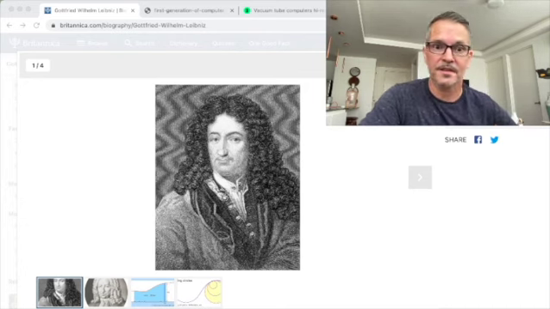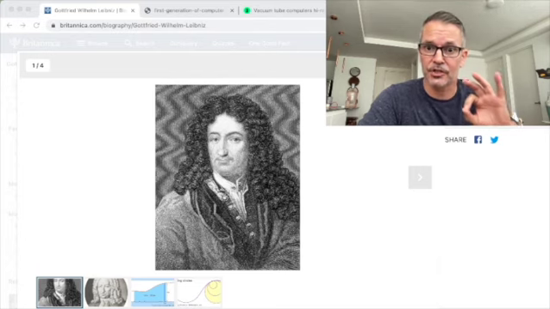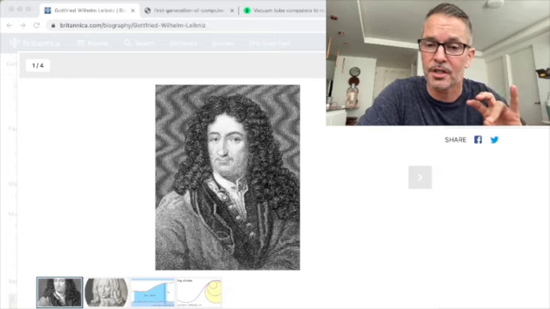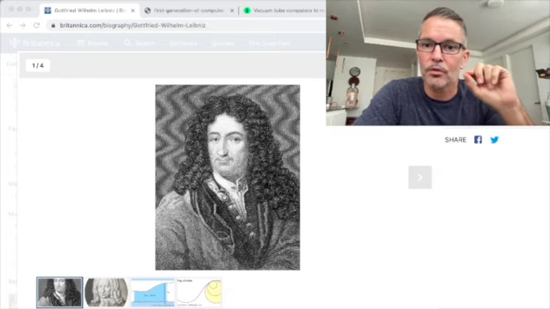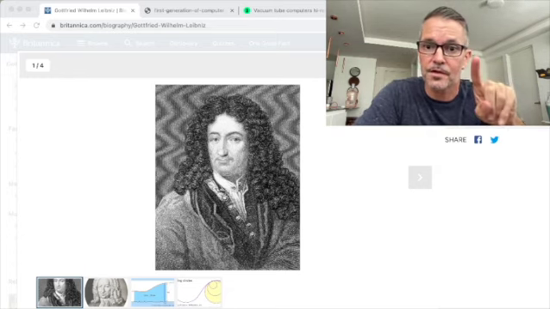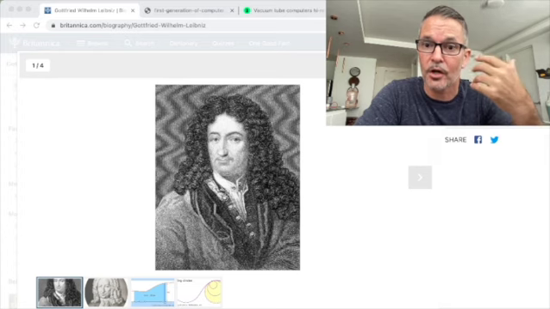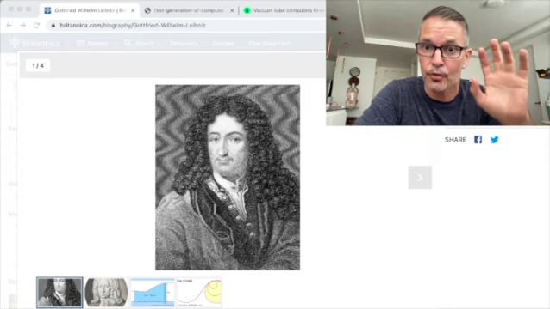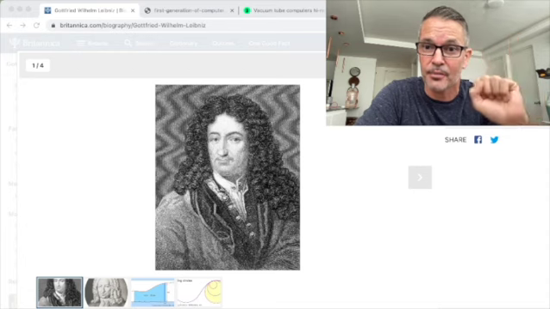But that's not all this guy is credited with. He's also credited with some of the first writing about the binary number system. Now, the binary number system is a system of representing numbers and doing operations on numbers like addition, subtraction, multiplication. But the numbers only have two symbols, 0 and 1. That's why we call it binary. Bi means two things, so it's a binary number system.